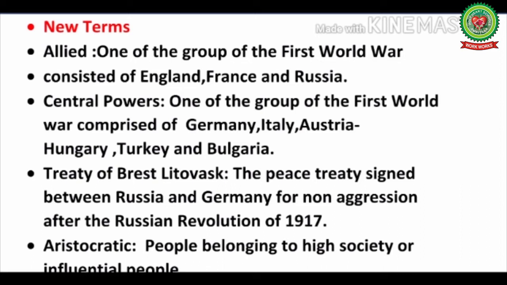Treaty of Brest-Litovsk, the peace treaty signed between Russia and Germany for non-aggression after the Russian Revolution of 1917. After the Russian Revolution of 1917, Russia had to withdraw from the First World War, and before quitting, Russia had to sign a non-aggression treaty with Germany, which was called the Treaty of Brest-Litovsk.